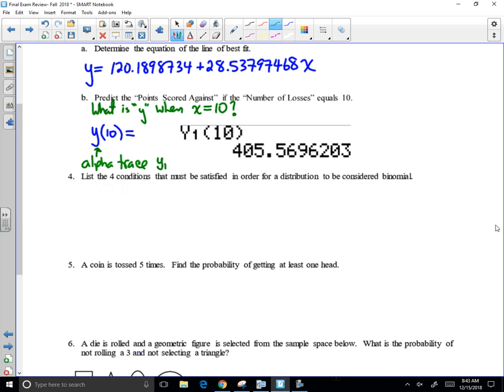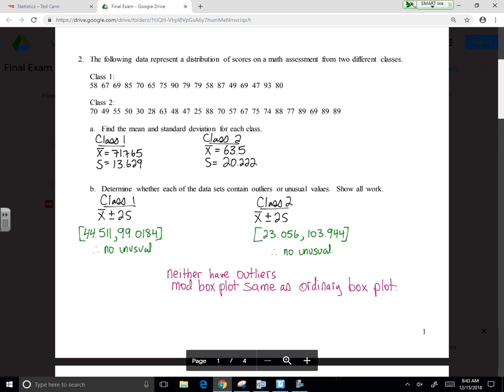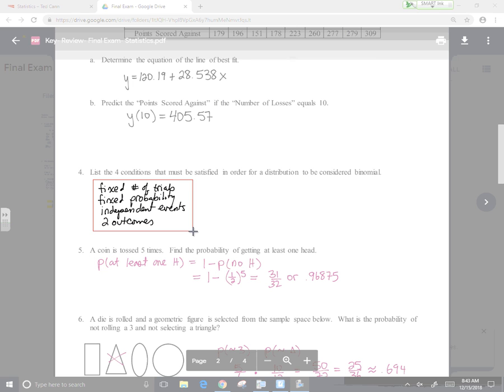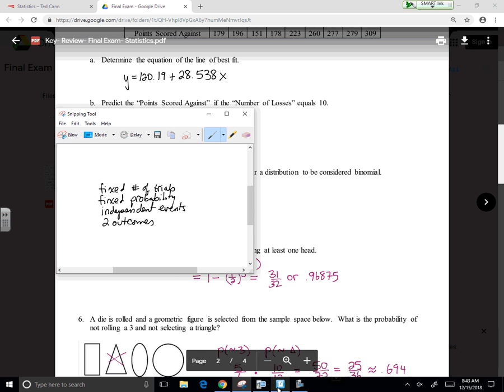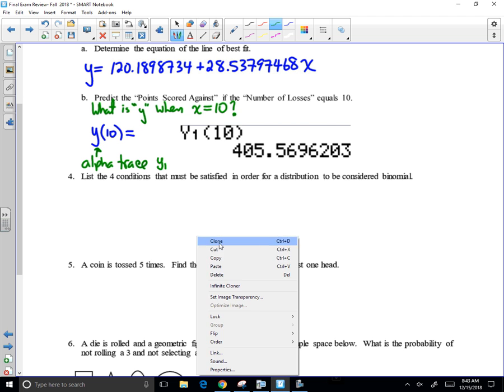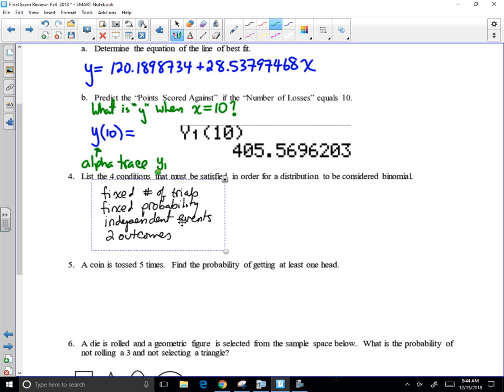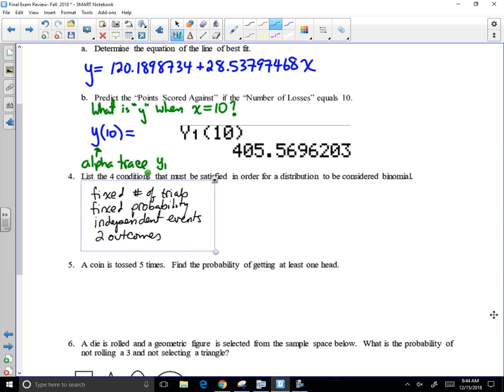Number 4, that's general knowledge. And there's your general knowledge. This I wrote like 3 years ago, and I think I've been copying and pasting it ever since. Yeah, just copy and paste. So write it on your index card.